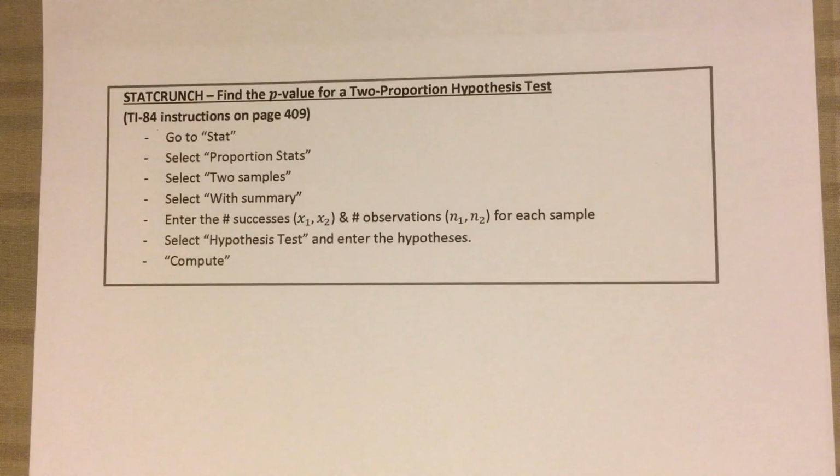At the bottom of this page in our notes, we have our steps for finding our p-value and doing a two-proportion hypothesis test. We're going to go to stats, we're going to go to proportion stats, but unlike the other ones that we've done in this chapter, we're going to go to two samples, like we did in the last section in chapter 7. We're going to select with summary. We're going to make sure we enter the number of successes and number of observations for each sample, so our x1, x2, n1, and n2. We're going to select hypothesis test, make sure we enter our correct pair of hypotheses, and then select compute.